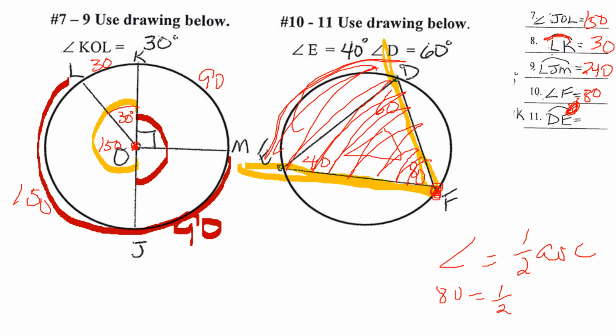80 is half of what? 160. So you took times 2, and you'll get arc DE. Okay, and you could find the other ones the same way. Arc DF would have been 80, and arc EF would have been 120. And all together, they should add up to 360. Betcha.